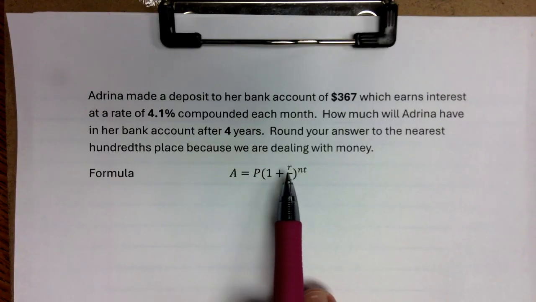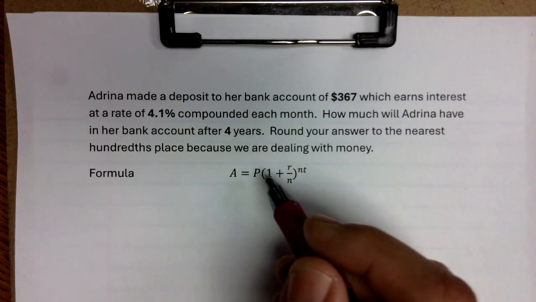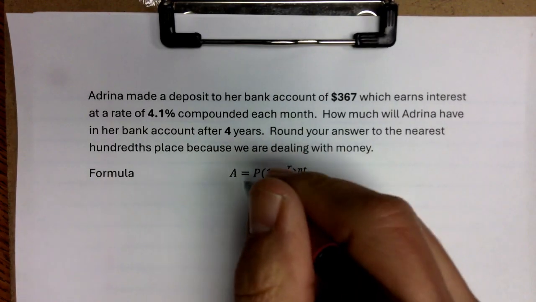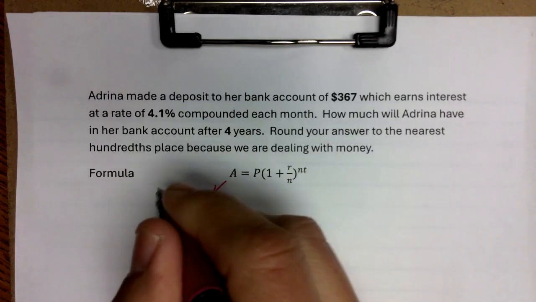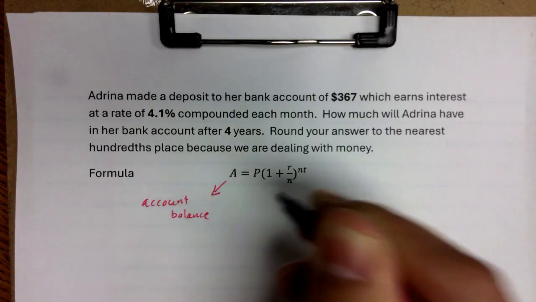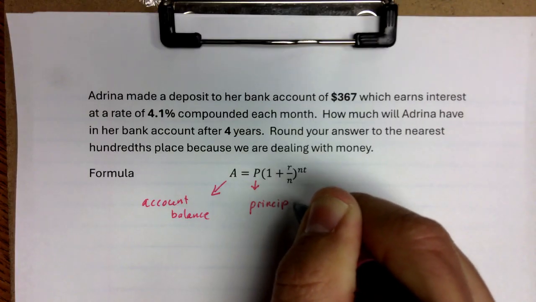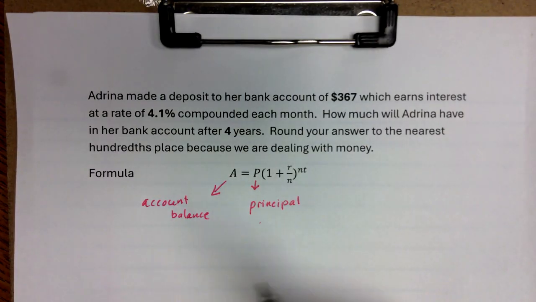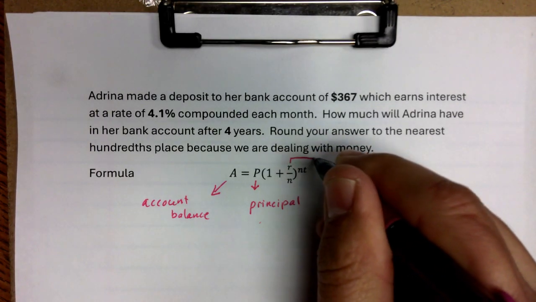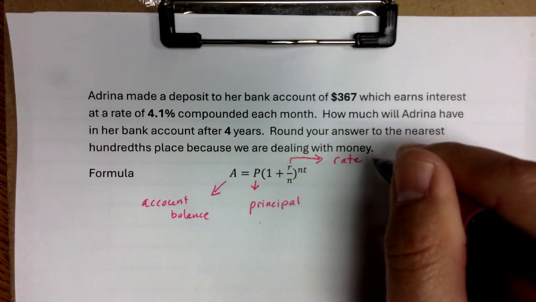A is equal to P times 1 plus R over N to the power of NT. Now I'm going to talk to you a little bit about what each one of these variables is, and we're going to find it inside the story and solve this problem. First of all, A simply represents the account balance. P represents the principal, which is the value that you're starting with, whatever you initially put into a bank account or an investment account or anything like that. And then R is what we call the rate. It's going to be given as a percent, but you need to convert it to a decimal.